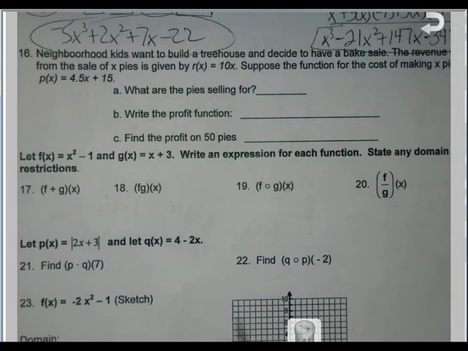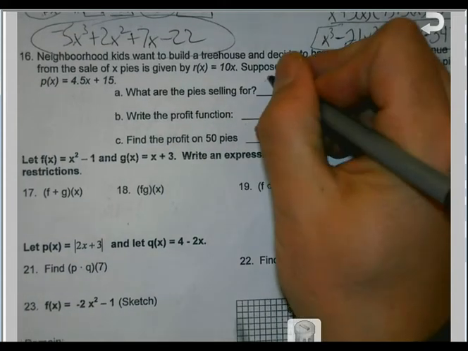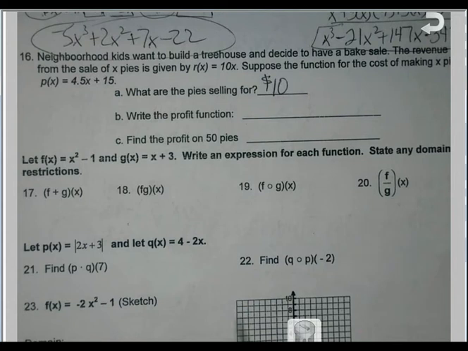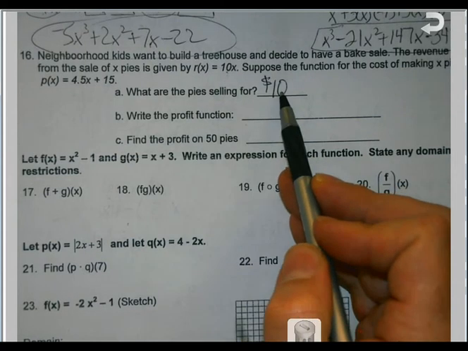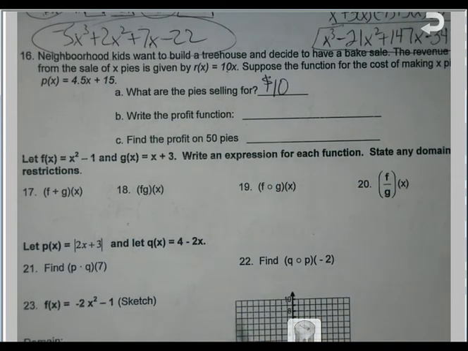Neighborhood kids want to build a tree house and decide to have a bake sale. There you go. The revenue from the sale of x pies is given by r of x equals 10x. Okay, that's how much we're selling each pie for. Suppose the function for the cost of making x pies is p of x equals 4.5x plus 15. What are the pies selling for? Again, not a tree house, not a bake sale. $10. The revenue, how much am I taking in per pie? $10.